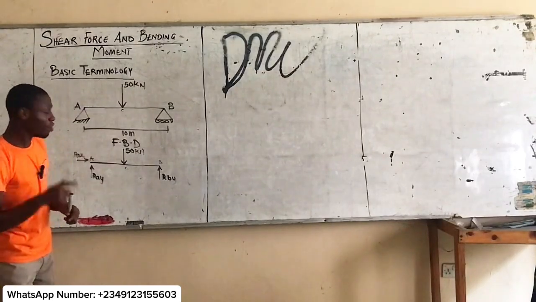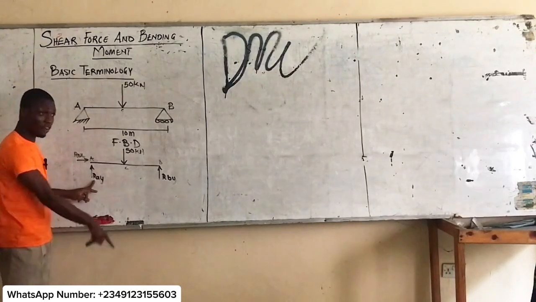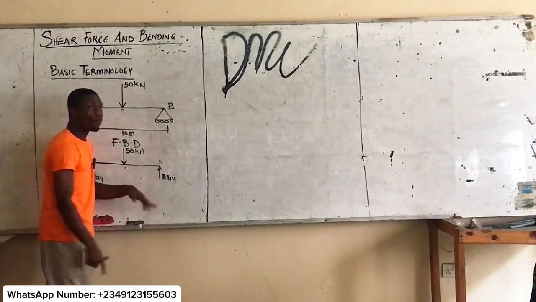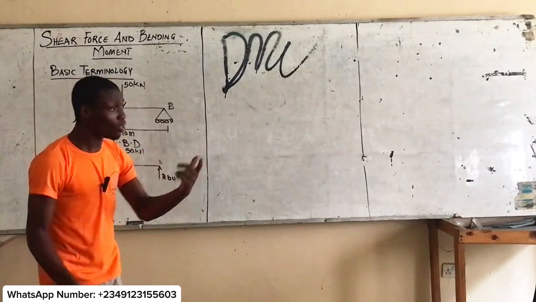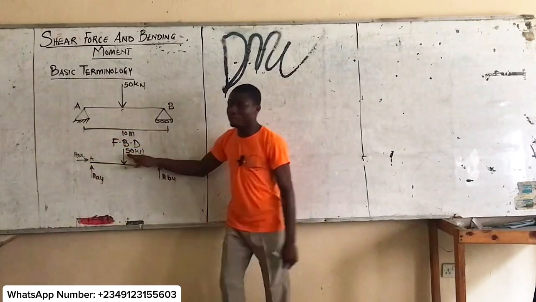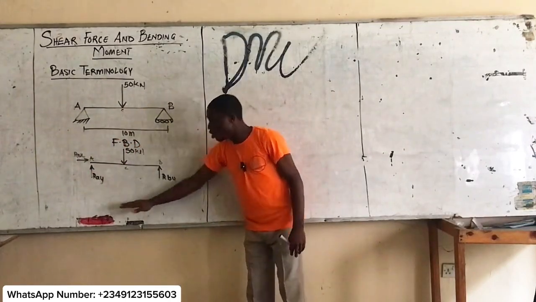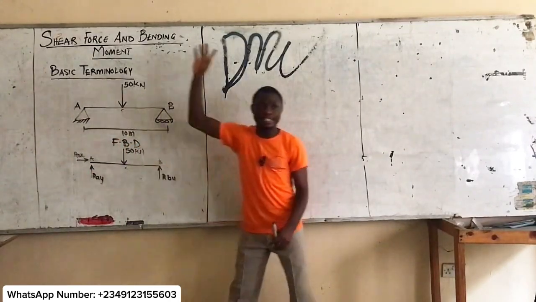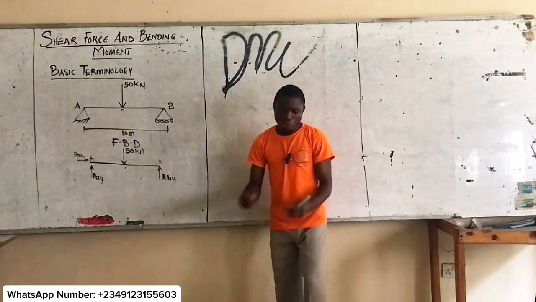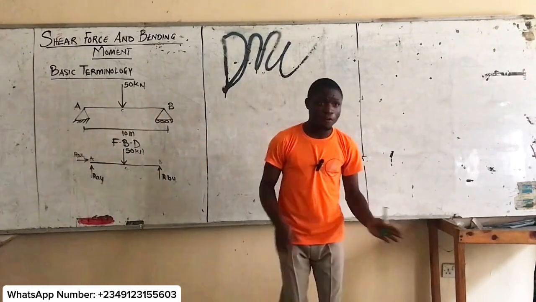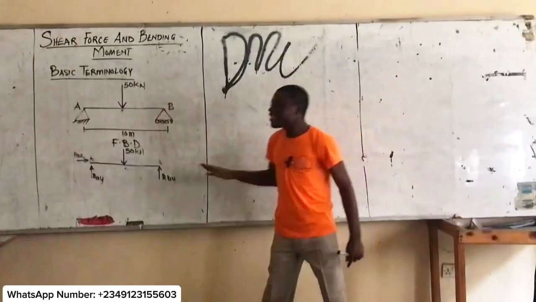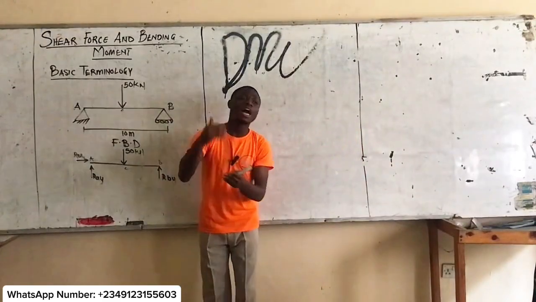RAY was 25? Yes, 25. But how to calculate for it? I will show you how. Look up, I'm having 50 kilonewton on this structure. RAY is carrying it. We know that for 50, I will have 25 and 25 for balancing sake, right? Let's say I don't know it's 25. How do I calculate for it?